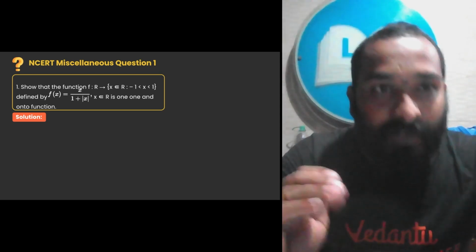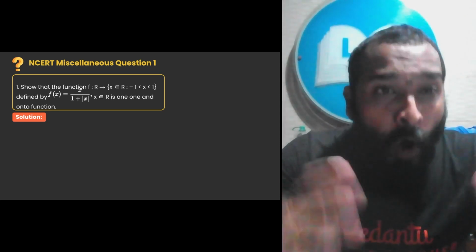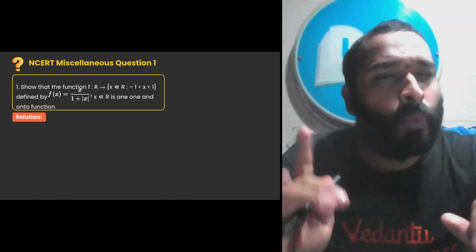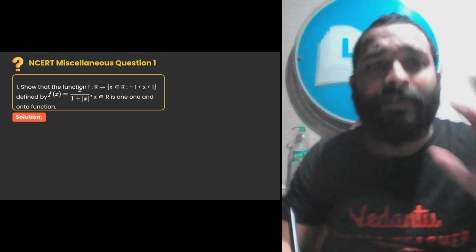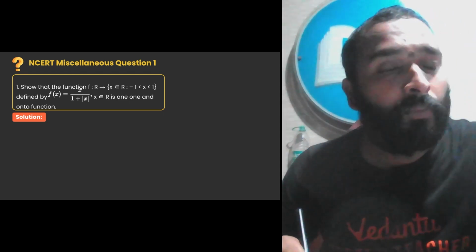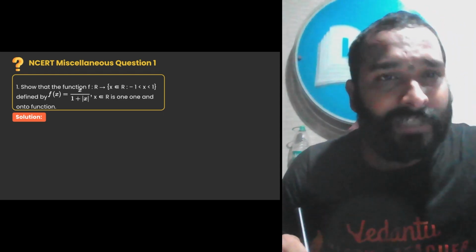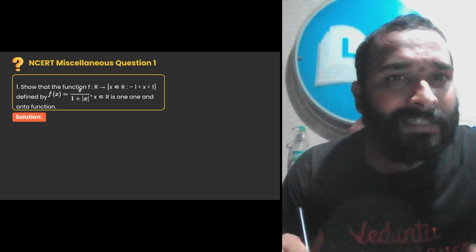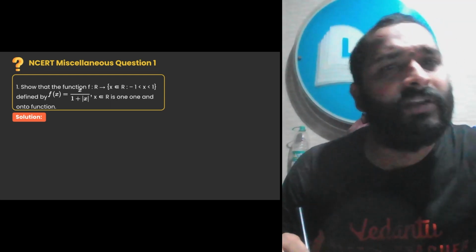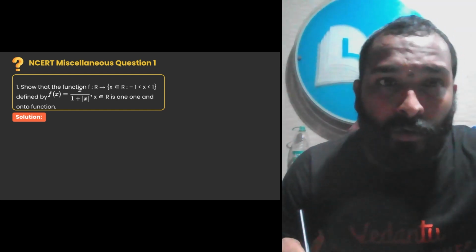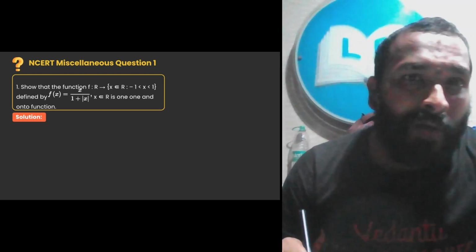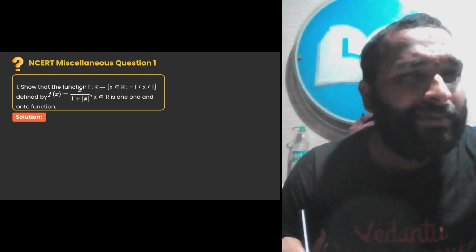In this session, we will see how to solve NCERT Miscellaneous question 1 of your exercise relation and function. See children, in the previous exercises 1.1 and 1.2, we have clearly seen how to check the given relation as reflexive, symmetric and transitive, and how to check whether it is an equivalence relation. And in exercise 1.2, we have seen how to check whether the given function is one-one and onto, and how to conclude that it is a bijective function.